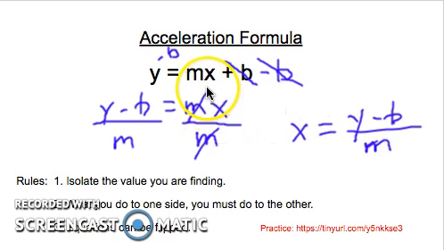So you've seen what to do when you multiply things together. You've seen what to do in the previous slide when you divide things. And now you see what happens whenever you have a plus. You just subtract it, and it gets rid of it on that side.